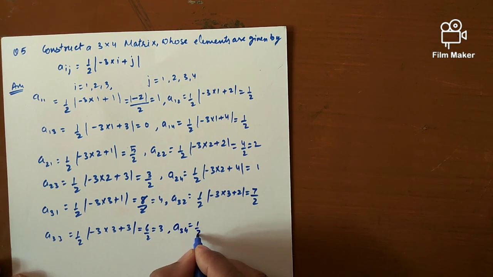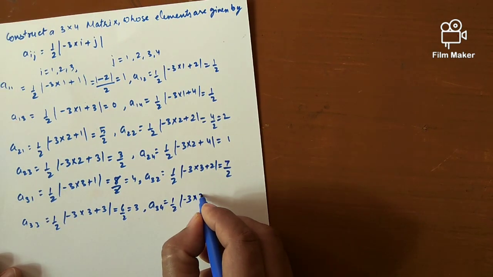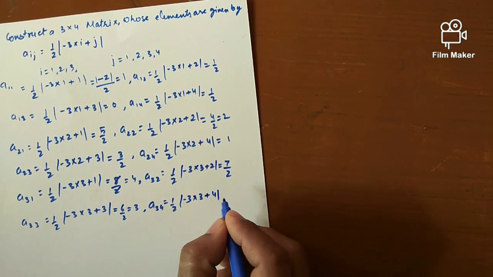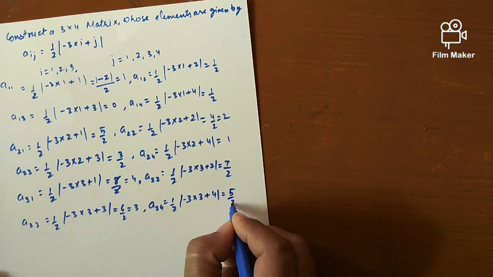A34 is 1 by 2 minus 3 into 3 plus 4 minus 9 plus 4. So this is 5 by 2.